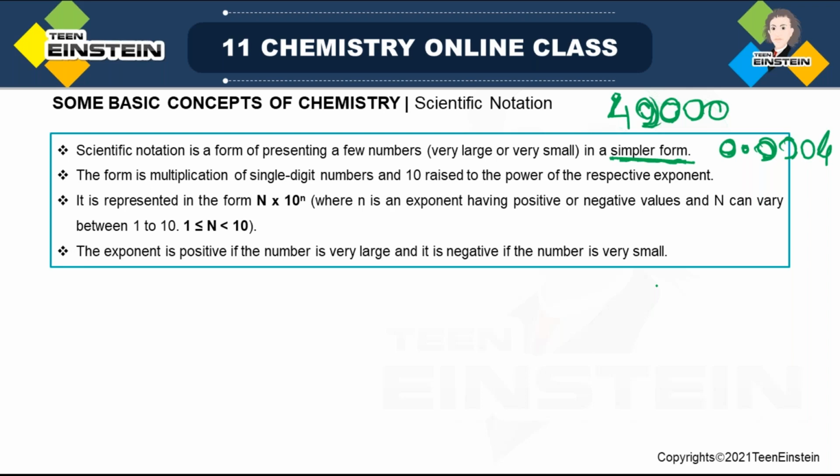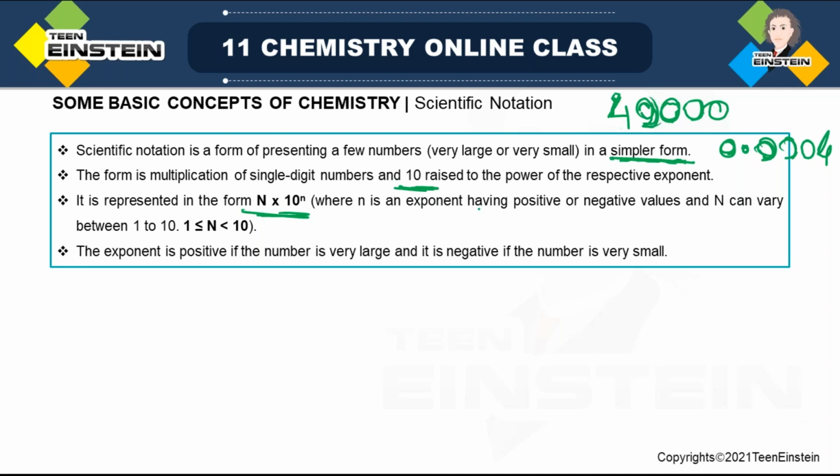So what we do here, we use multiplication form of a single digit number, and there is a 10 raised to the power of the respective exponent. So how is it represented? It is represented in this way. Capital N multiplied by 10 to the power small n.